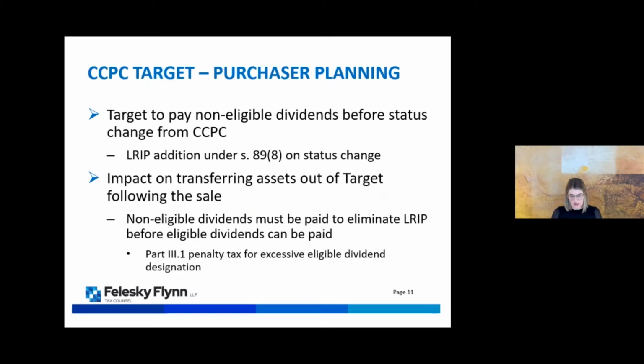Well, it depends on the circumstances, but this could be relevant to any subsequent transactions that the purchaser may want to take in respect of transferring assets or cash out of the target. The purchaser will want the target to have a low LRIP balance because then they'll be able to pay out eligible dividends sooner. The target will not be able to pay eligible dividends until that LRIP is eliminated. And this is an important consideration for the purchaser if, again, they plan on making any transfers. And if eligible dividends are paid out while there is an LRIP balance, there are penalties.